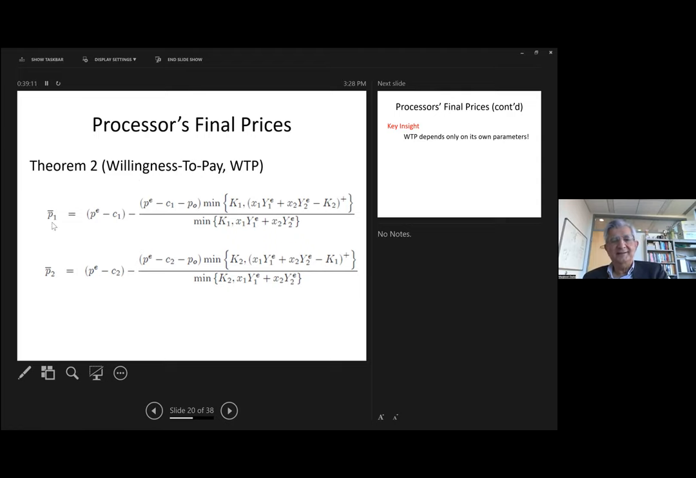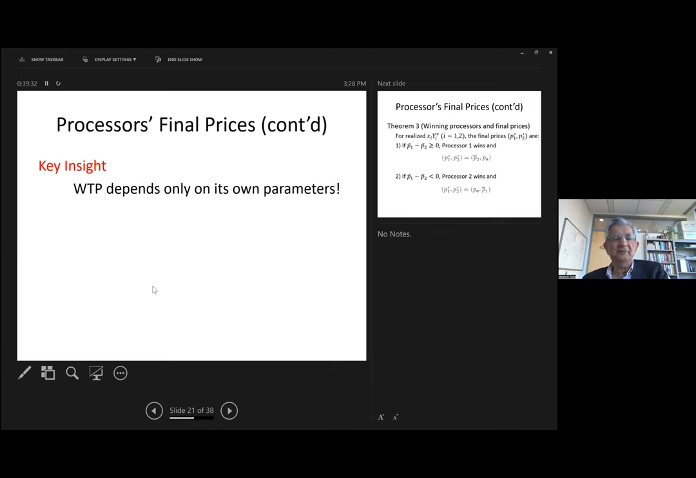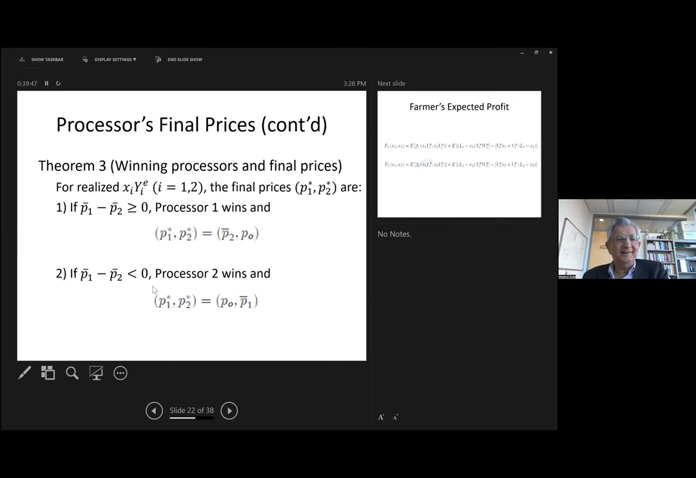The key point here is that it only depends on its own price. These equations are independent, like in almost all willingness to pay models, of your rival's economic parameters. So that's an insight that we take advantage of. And this helps us solve the entire problem, because it creates a clarity in how the equilibrium prices would arise and what the allocations would do. But it's still quite complicated.